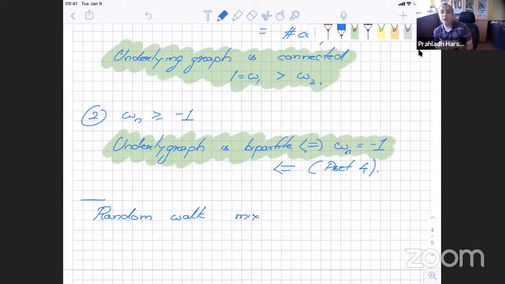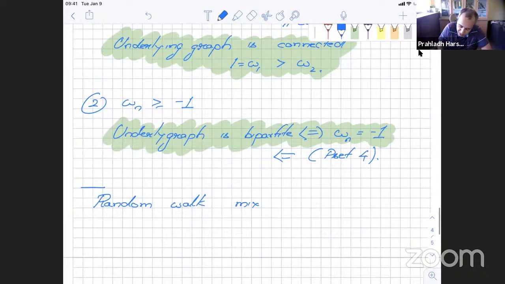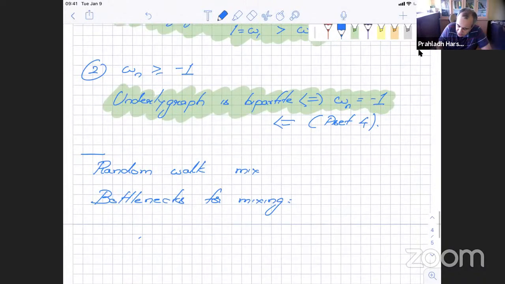Now there are some reasons why this might not converge. For example, if it's a disconnected graph, there is no way it's going to converge, because if you start from a vertex in one component and you keep mixing, you will never go to another component. So let's see what the bottlenecks for mixing are. One bottleneck is that the underlying graph is disconnected.